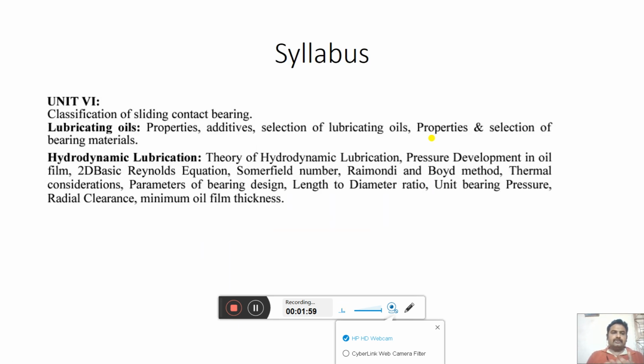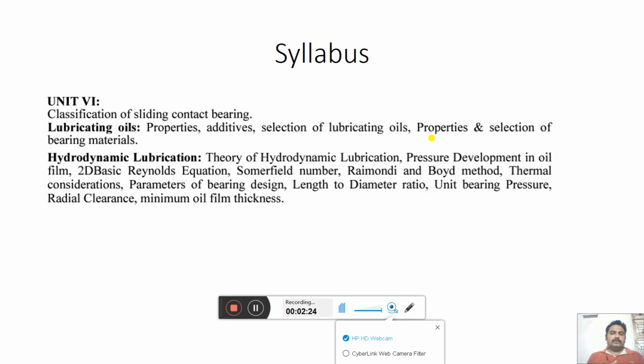Fine. So what is the syllabus? If you go through the syllabus, we'll come to know that it's unit number 6. First part is classification of sliding contact bearing, and second is the lubricating oil. These two topics are purely theoretical, or we can say conceptual, and you can make notes of them and easily prepare for them.